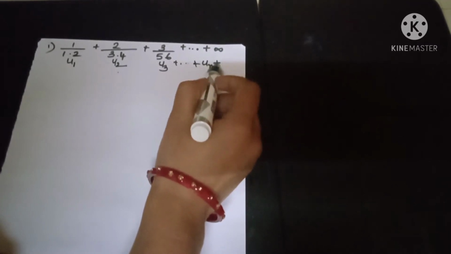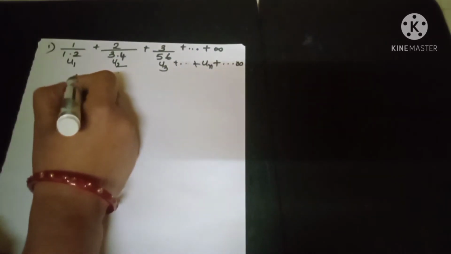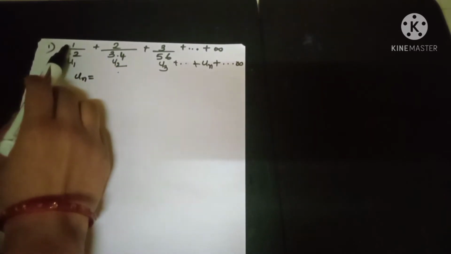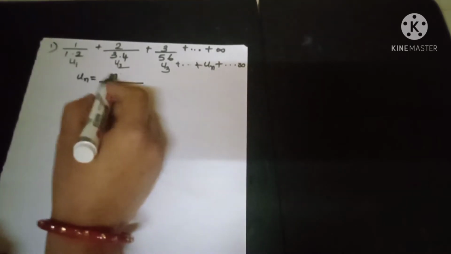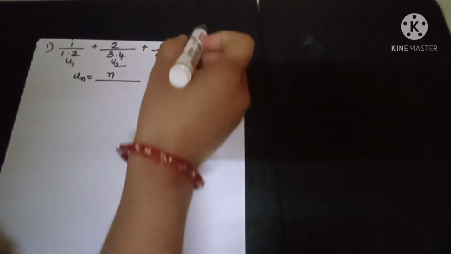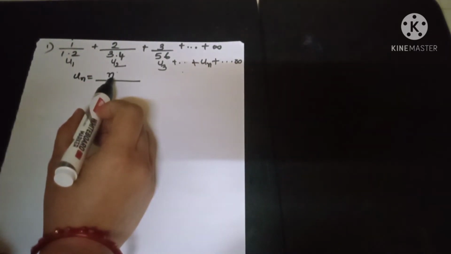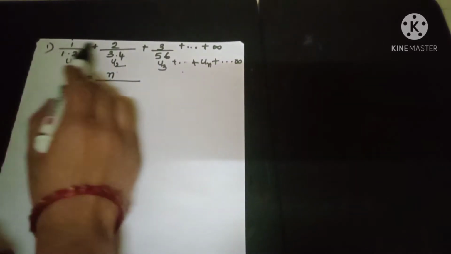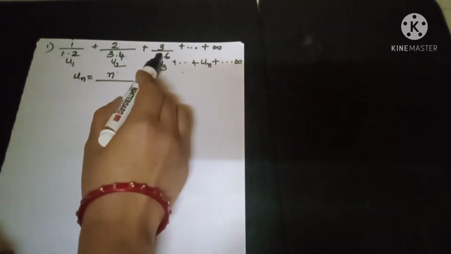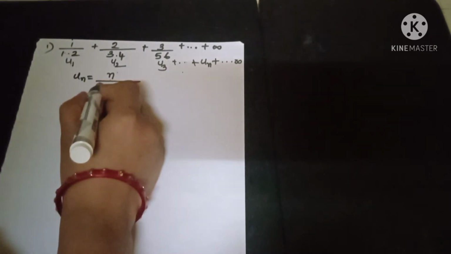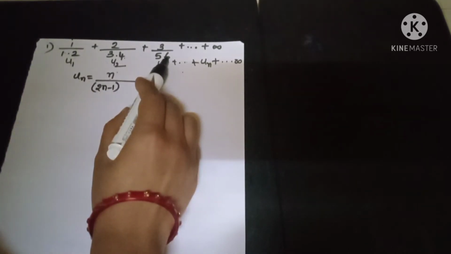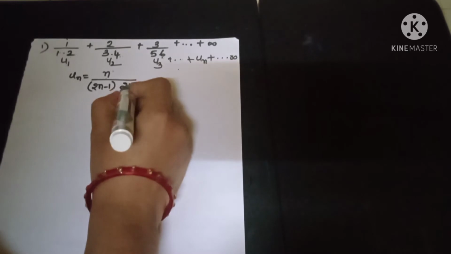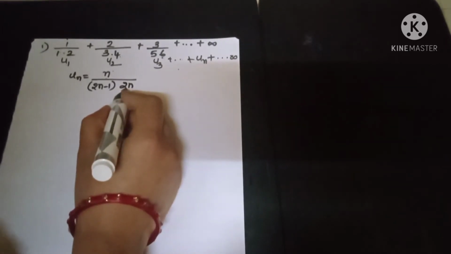How will the nth term of the series look? By looking at the pattern 1, 2, 3, the numerator will be n, because first term is 1, second term is 2, third term is 3. Similarly for the denominator, 1, 3, 5 are odd numbers. Odd numbers will be of the form 2n minus 1. 2, 4, 6 are even numbers. Even numbers will be of the form 2n.